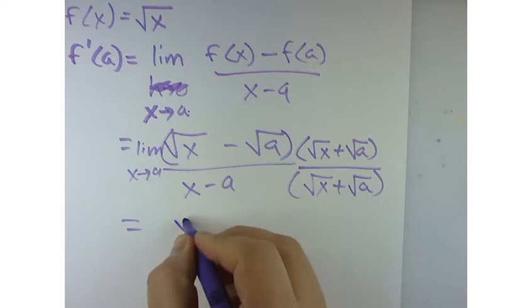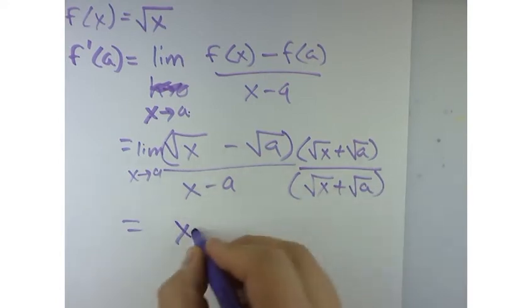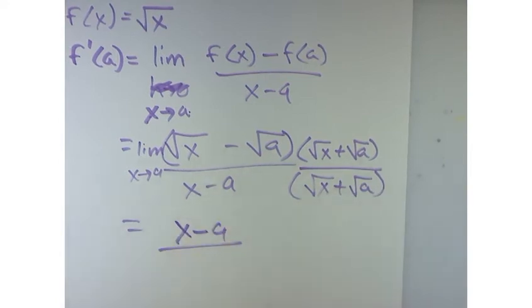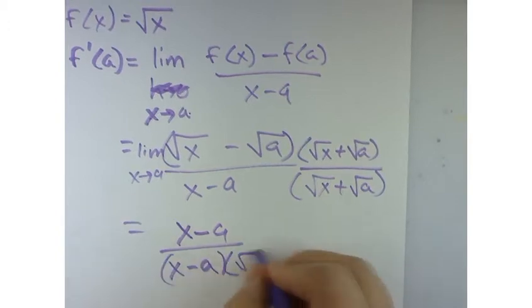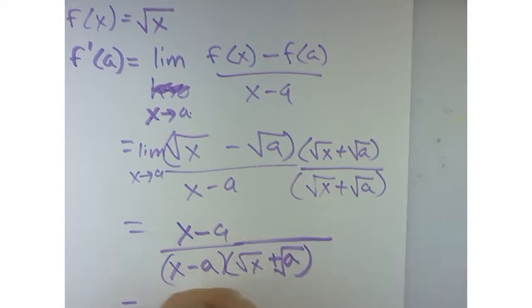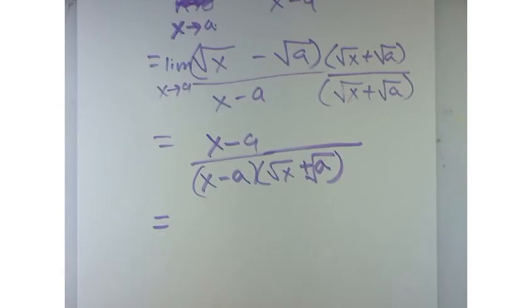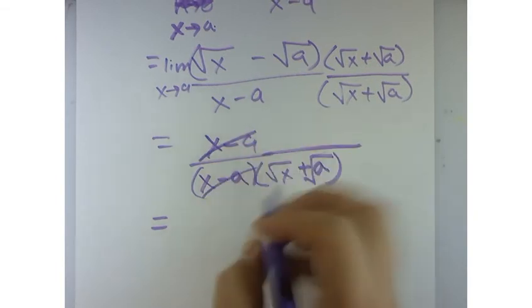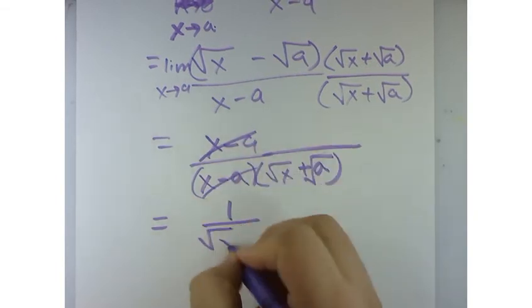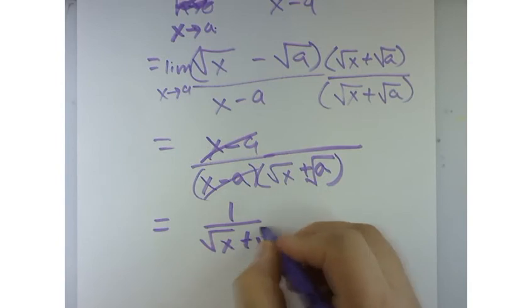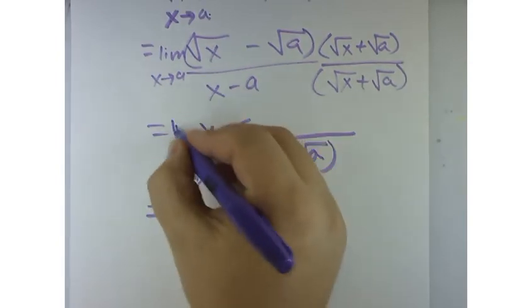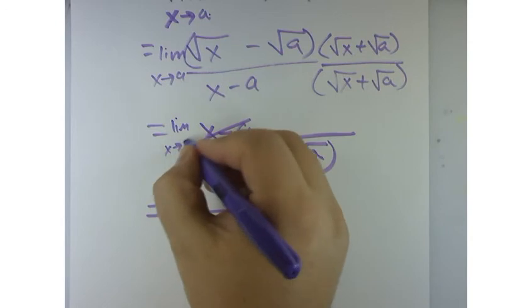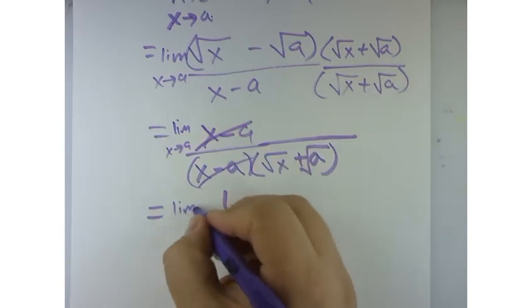What we're really doing is, this is a difference of squares, so I get x minus a on the top, then on the bottom I get x minus a times the quantity square root of x plus square root of a, like that. Then you just get 1 over. So then these will cancel, and I get 1 over the square root of x plus the square root of a. And remember, we're still taking the limit of all this stuff as x approaches a.